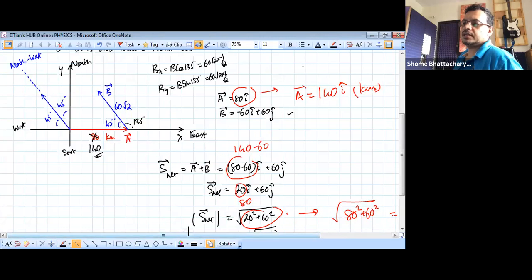So understood now? So that's how I'm getting the vectors in component form as 140 I cap for A and minus 60 I cap plus 60 j cap for B. Because saying that 60 root 2 along this 45-degree line is the same thing as it has a negative x component of 60 and a positive y component of 60. Okay, Arvind, is that clear?